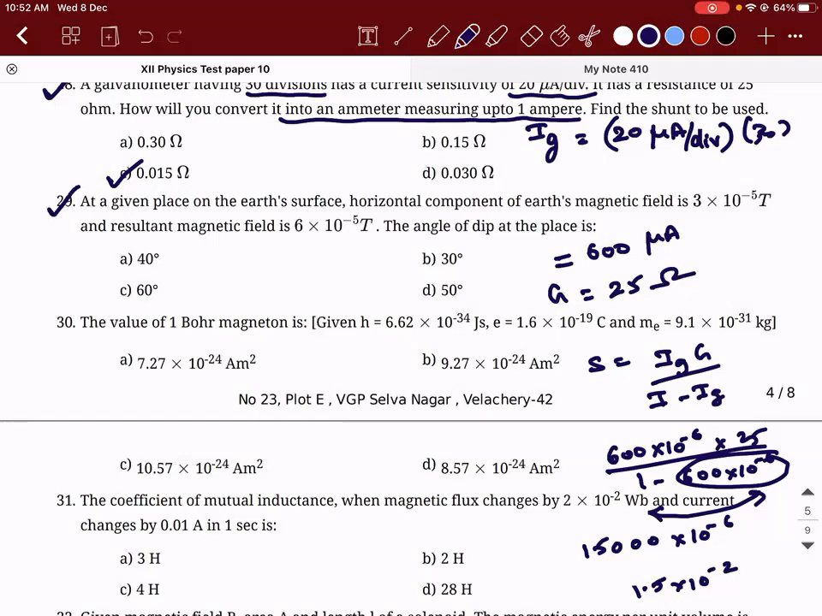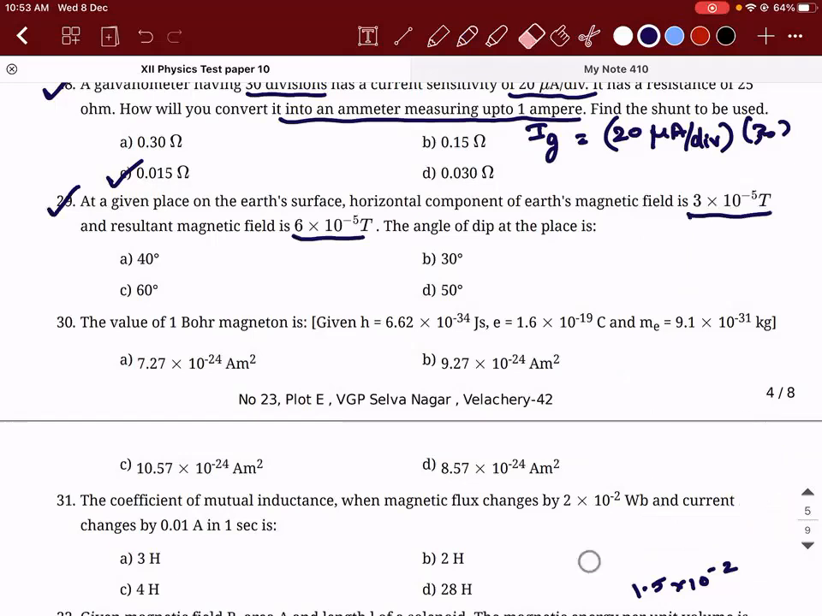29th. At a given place on Earth's surface, the horizontal component of the Earth's magnetic field is this much, and the resultant magnetic field is this much. The angle of dip is how much? So BH is equal to BE cos delta. There is a textbook problem. 3 into 10 power minus 5 is equal to 6 into 10 power minus 5 into cos delta. This will cancel 2 times, so cos delta is equal to half. Delta is equal to 60 degrees.